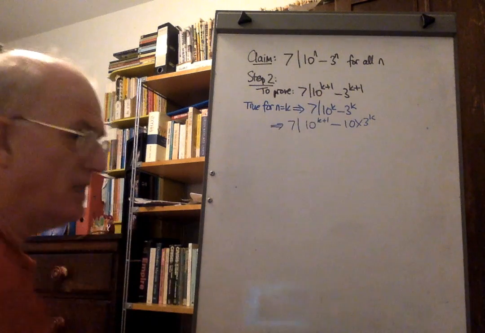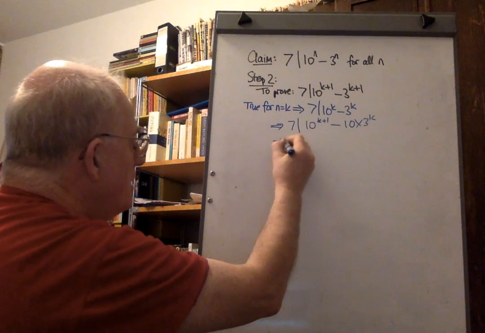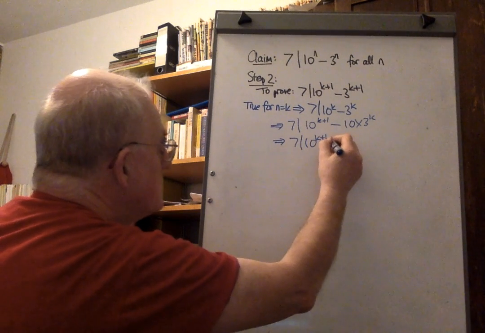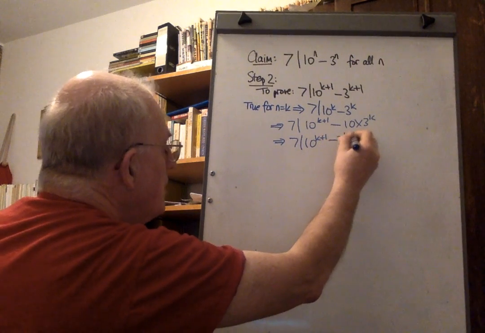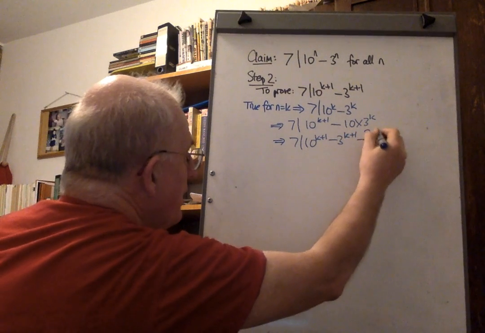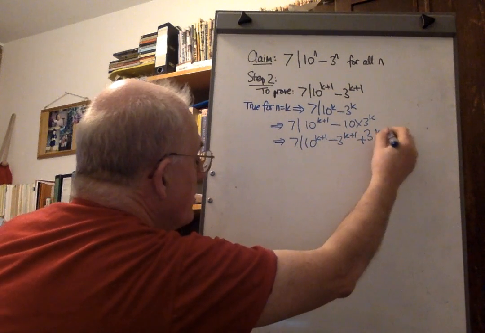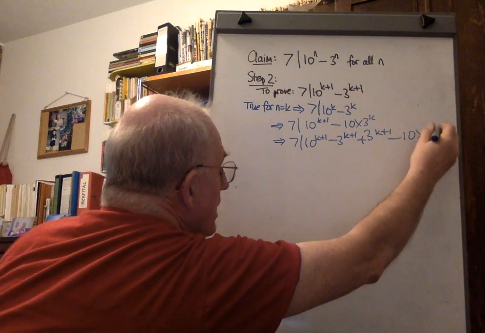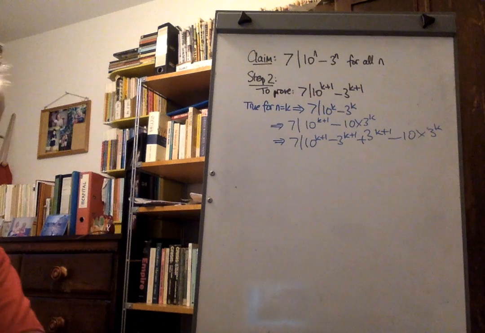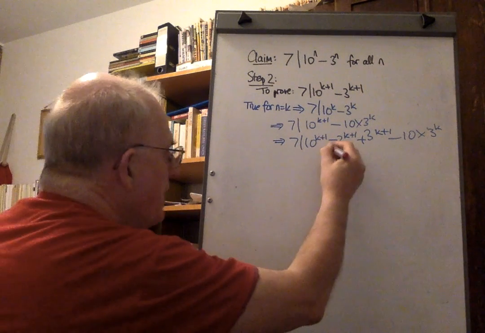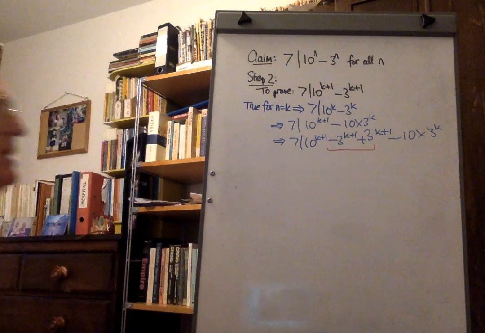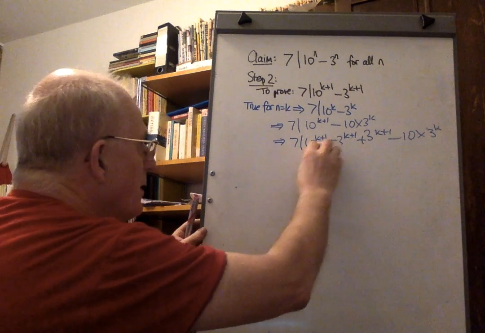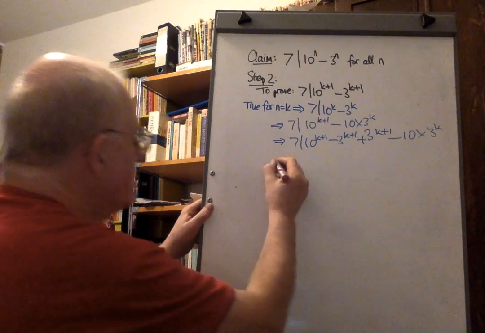Okay, this looks near to telling us something about that. It will if we just do this simple thing. Take away 3 to the k plus 1 and then add a 3 to the k plus 1. And we've still got our minus 10 times 3 to the k. So all we've done is we've put in a minus 3 to the k plus 1 and a plus 3 to the k plus 1, which balance each other out. When we've done that, we can collect our terms.